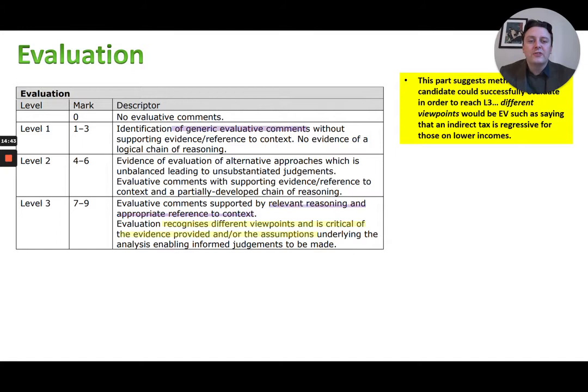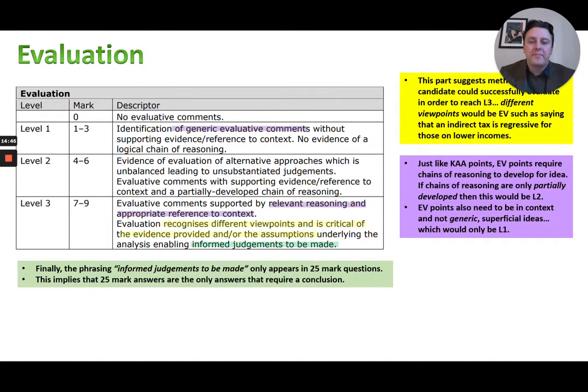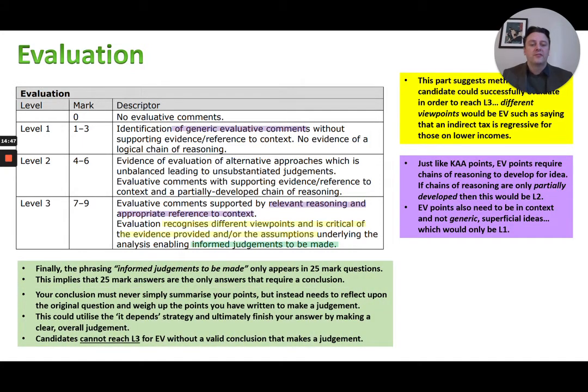So your evaluation points here, this is the important bit. You've got a total of 9 marks. So basically what you want is different viewpoints.